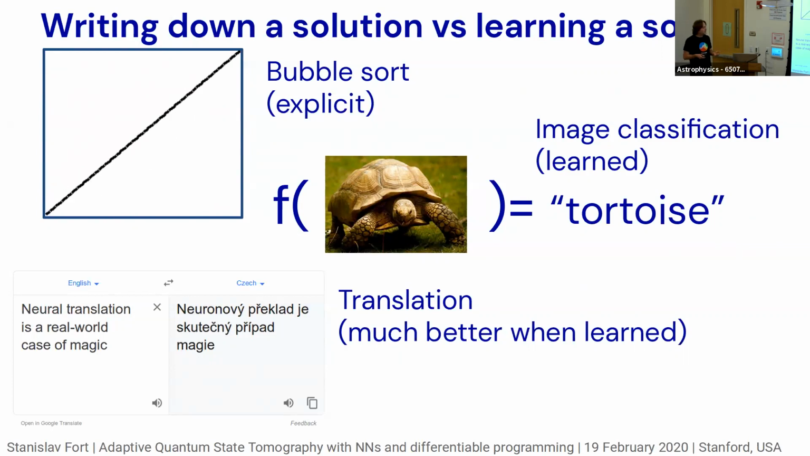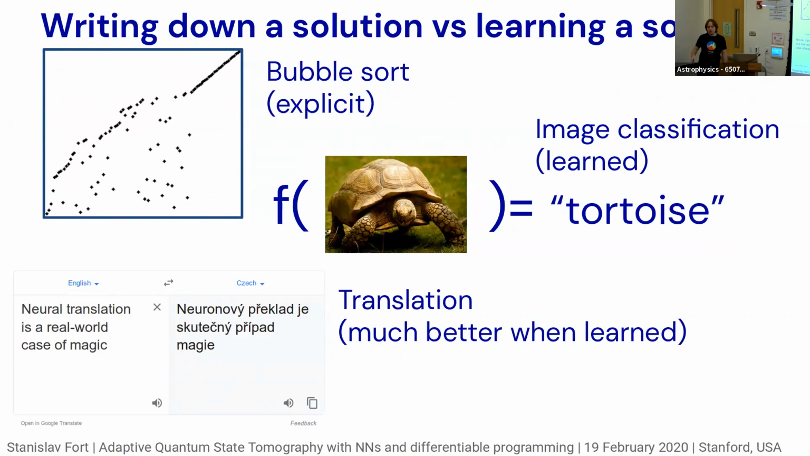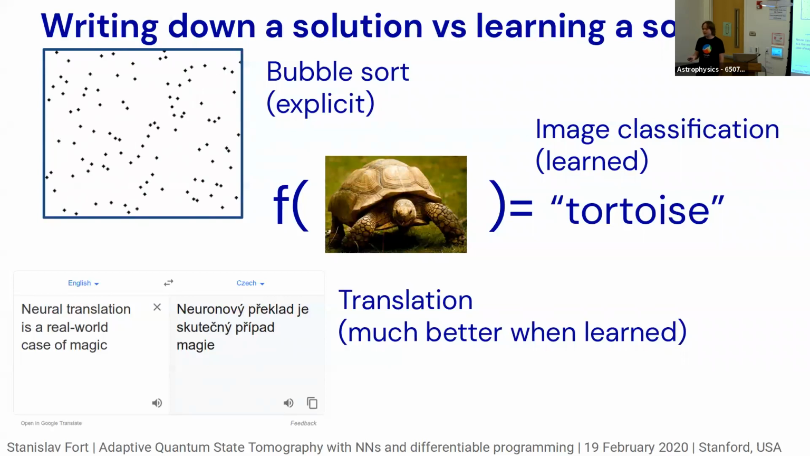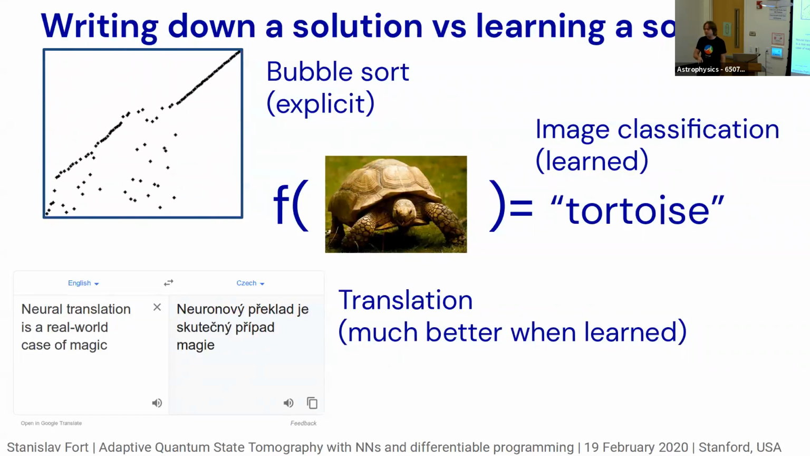Then there are problems that are much better when learned. For example, translation. I just took a screenshot of Google Translate in the browser, and that is completely learned from scratch. There's no linguistics insight, not much of it actually, hidden in the neural translation machine Google uses for this translation.